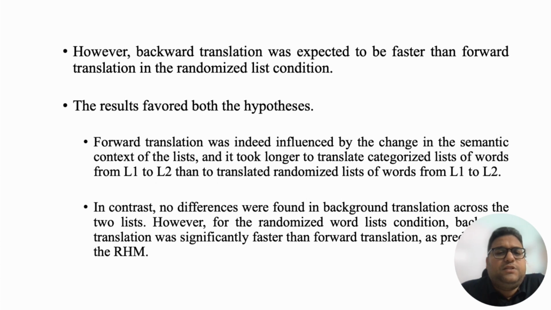Forward translation was indeed influenced by the changing semantic context of the list, and it took longer to translate the categorized lists of words from L1 to L2 than to translate randomized lists of words from L1 to L2, because of those links. In contrast, no difference in backward translation was actually found across the two lists. However, for the randomized word list condition, backward translation was significantly faster than forward translation, as predicted by the revised hierarchical model. So you can actually see that when the L2 words have to go through the conceptual store via the L1, they are actually faster than when they have to go directly to the conceptual store.